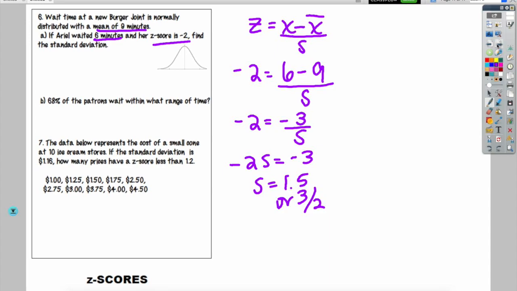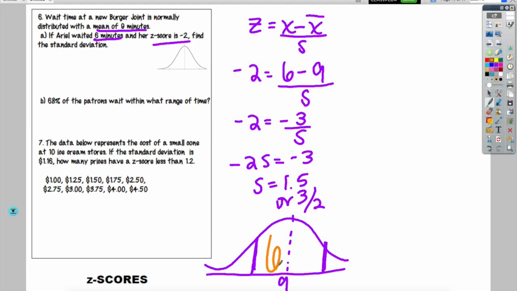Now, 68% of the patrons live within what range of time? 68, that's a trigger percentage. The first standard deviation. So here's the mean of 9 minutes. So that means between this value, which I'm looking for, and this value, which I'm looking for, 68% of the data is there. How do you find out what these two values are?